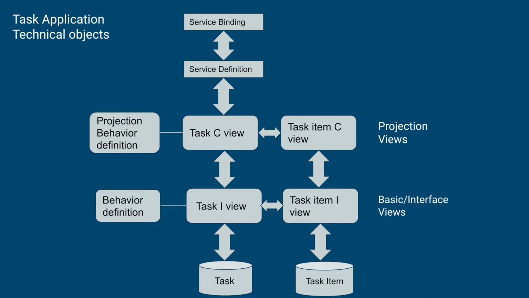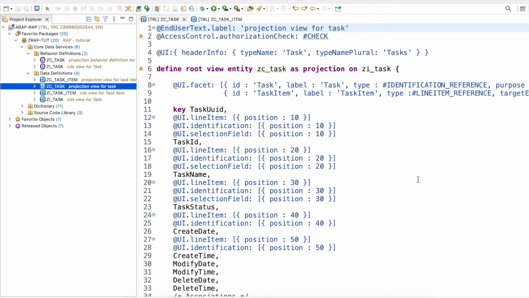And the second thing is the service binding. On top of this service definition, we tell what kind of binding and what kind of applications we are going to provide, whether as UI applications or as web APIs. Here I'm trying to create a UI application, so in the service binding I'm going to create the same. This is my task consumption view.